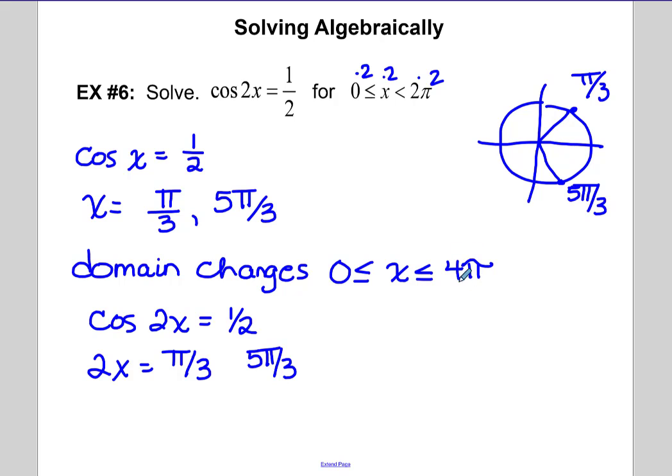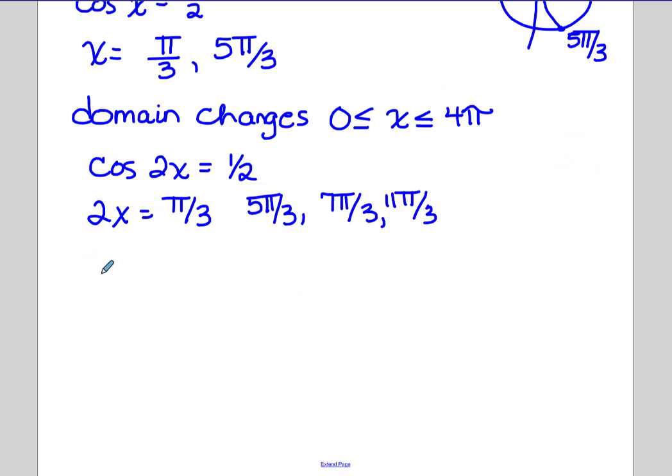Now we have to go around again because our angle is stretched out. So 4 pi, it would also go 7 pi over 3 and 11 pi over 3. Whoops, I missed the 11, because I'm adding one more trip around. So 2 pi added to this would be 7 pi, and 2 pi added to this would be 11 pi. Now, this is for the double angle, and we want to solve it for x. We want to know where x is.